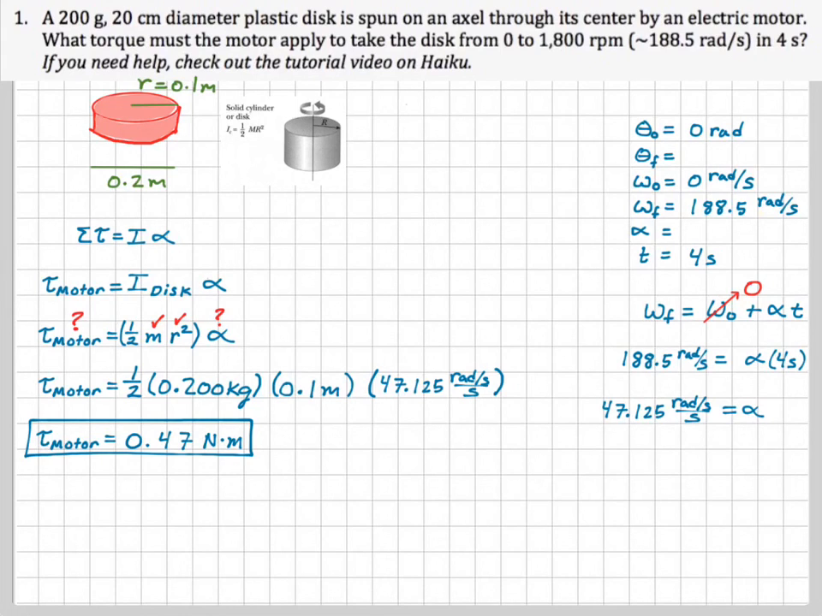I think one of the most important things in this example was being able to think about a different way to find alpha, applying rotational kinematics to find alpha so that we can plug it back in and eventually solve for our unknown torque.